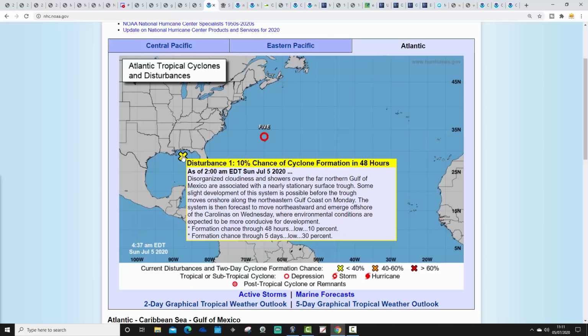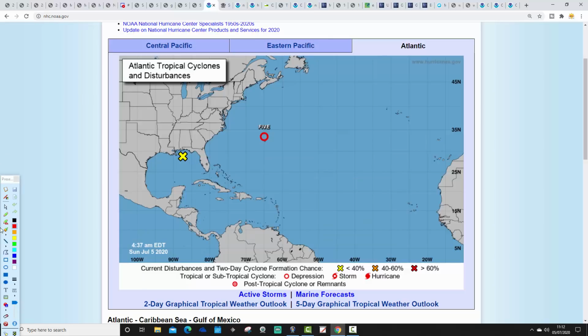They're saying with this one, disorganised cloudiness and showers over the far northern Gulf of Mexico are associated with a nearly stationary surface trough. Some slight development of this system is possible before the trough moves onshore along the northeastern Gulf Coast on Monday. The system is then forecast to move northeastward and emerge offshore off the Carolinas on Wednesday, where environmental conditions are expected to be more conducive for development. So for the next 48 hours, just a 10% chance of this forming a tropical storm. But in the next 5 days, a 30% chance.